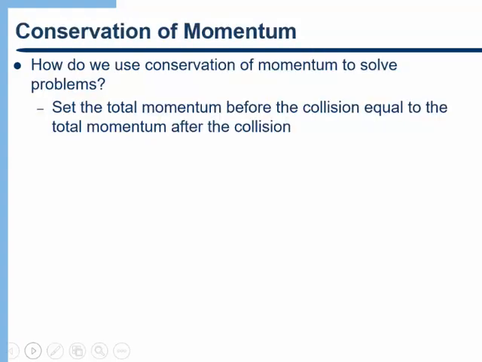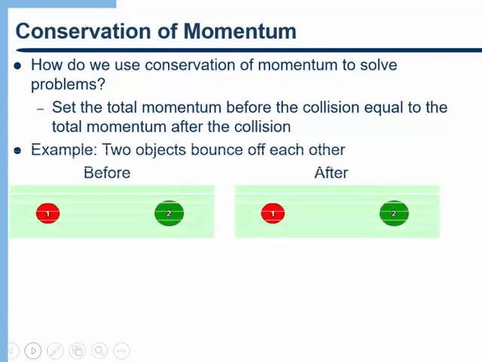So how do we use conservation of momentum to solve collision problems? It's basically pretty straightforward. We set the total momentum before the collision equal to the total momentum after the collision. So let's see what exactly I mean by that. Here are two objects. Let's say object 1 is moving to the right, and again we're going to call that the initial velocity v1 initial with a vector sign.